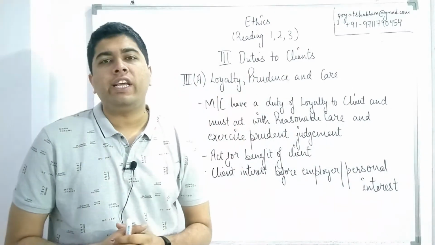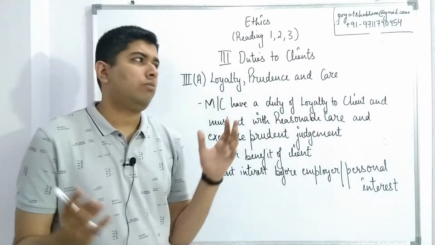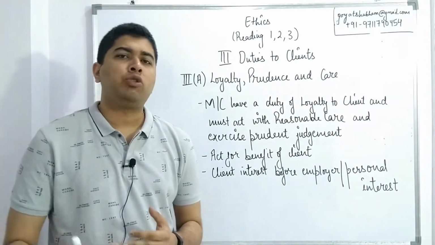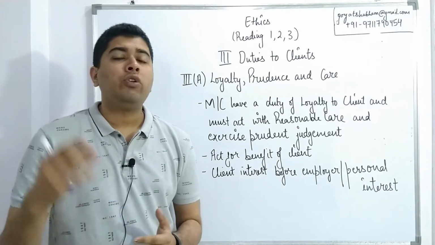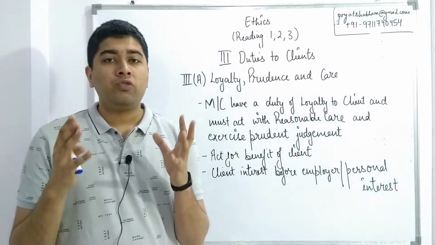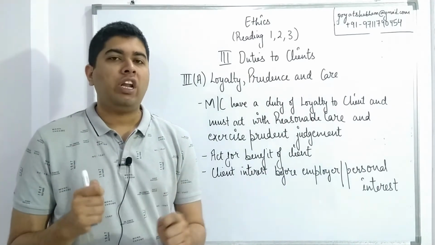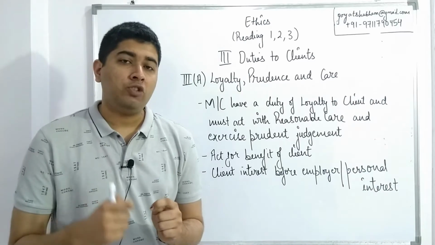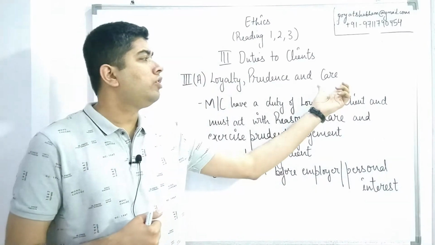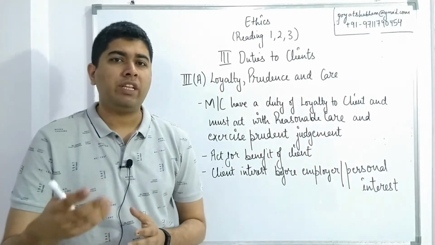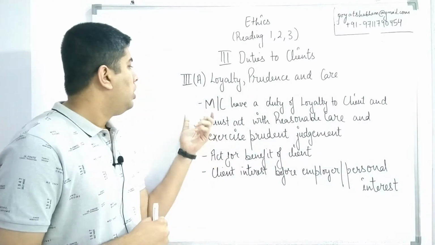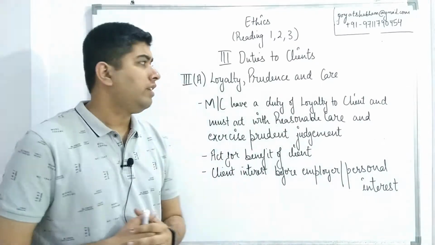3A is loyalty, prudence, and care. Now, as the naming suggests, it is in general suggesting that you are supposed to be loyal to your clients. Make sure every decision you make is prudent. It uses some sort of conservatism. Don't take rash decisions because you are taking decisions on behalf of your client. And lastly, you should exercise reasonable care, something that we've covered in the Code of Ethics as well. So let's quickly go over the standard itself.